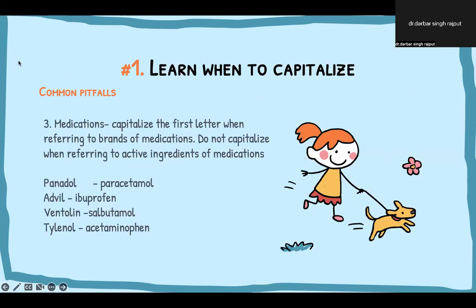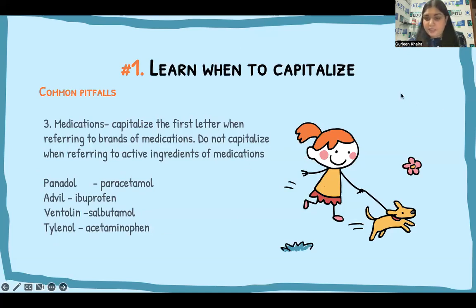Okay. So for example, look at the 4 names that we have on the screen. Panadol. This is a brand name. That's why we capitalize P. The salt, it's paracetamol in Panadol. So the salt or the active ingredient, for that you don't need to capitalize the first letter. Then Advil. Advil is a brand name, so we capitalize the first letter. The salt is not. For Ventolin, salbutamol, S is not capitalized. Tylenol, it's a brand name, so T is capitalized, but its salt, acetaminophen, that's not capitalized.